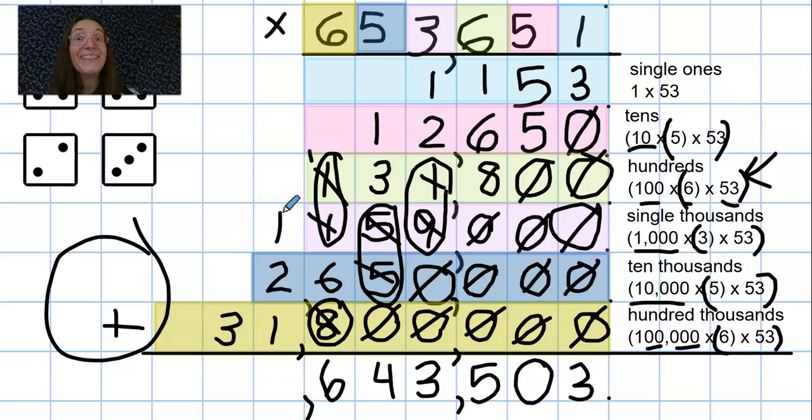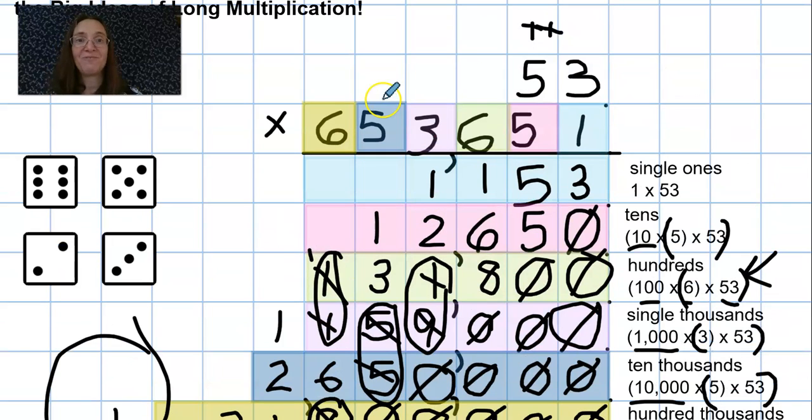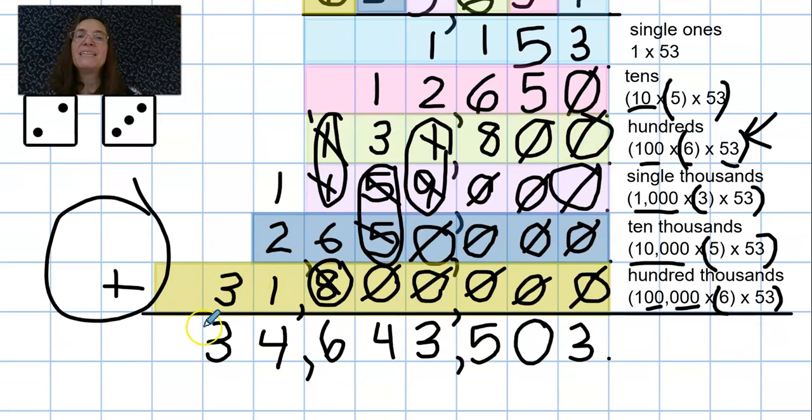And now look, in the single millions place, 1 plus 2 plus 1 equals 4. And in the 10 millions place, 3 plus nothing equals 3. So we have found that the product of 653,651 times 53 is 34,643,503. Whoa!